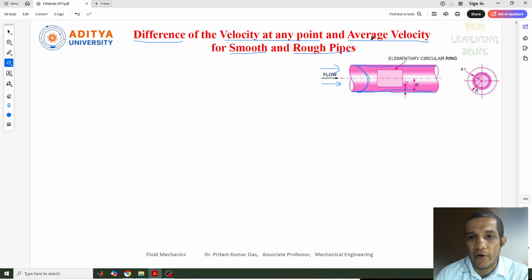So this is the velocity at any point. For average velocity, we need to consider this circular ring, the radius of this circular ring and the total radius of this pipe. Then the distance from here to here, and we need to find out the average velocity here. These things we have already discussed previously. Now, just to see the differences between the velocity at a point and the average velocity.